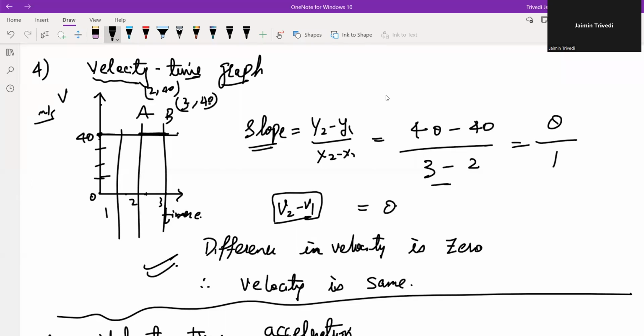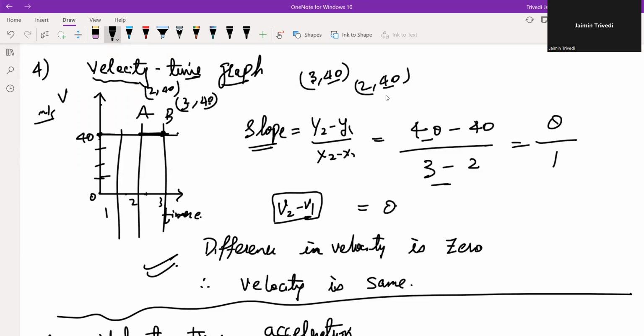Okay. So a velocity and time graph will give you acceleration. How are we finding it here? See, first the slope of this one, y2 minus y1. So y2 is this value. Let's take this value. y1 is this value. B is y2, A is y1. So what is the value? 40. See this one. 3, 40, 2, 40. y2 means 40 minus 40.